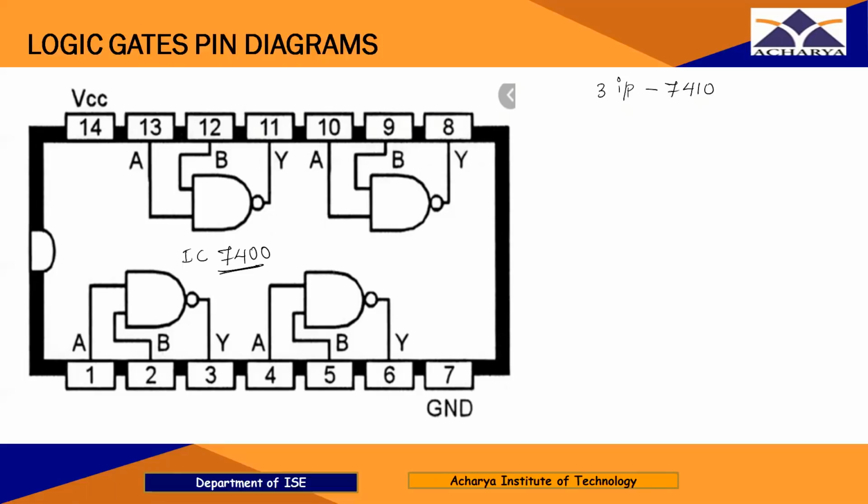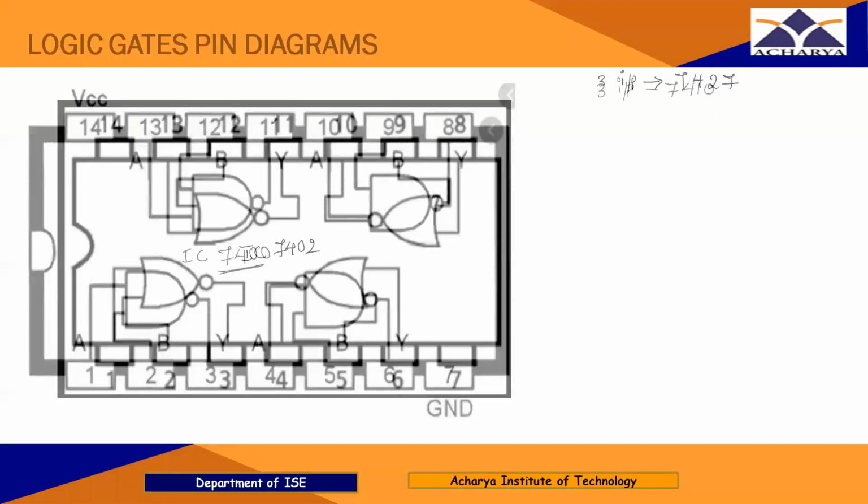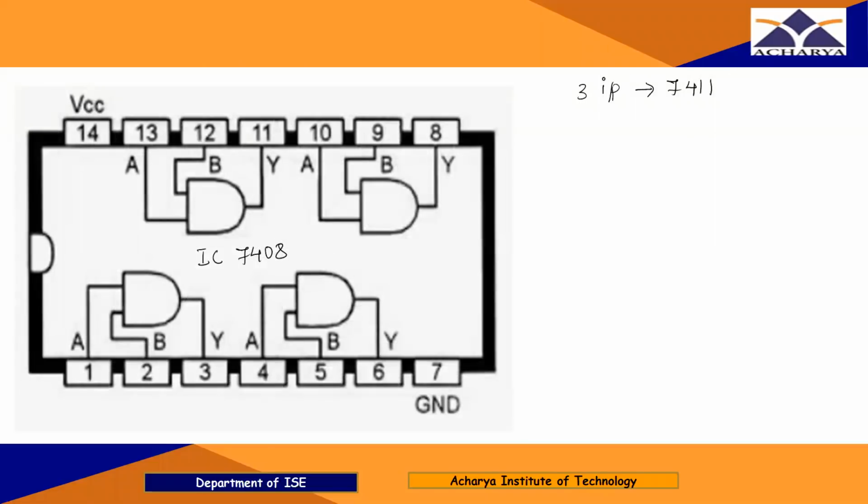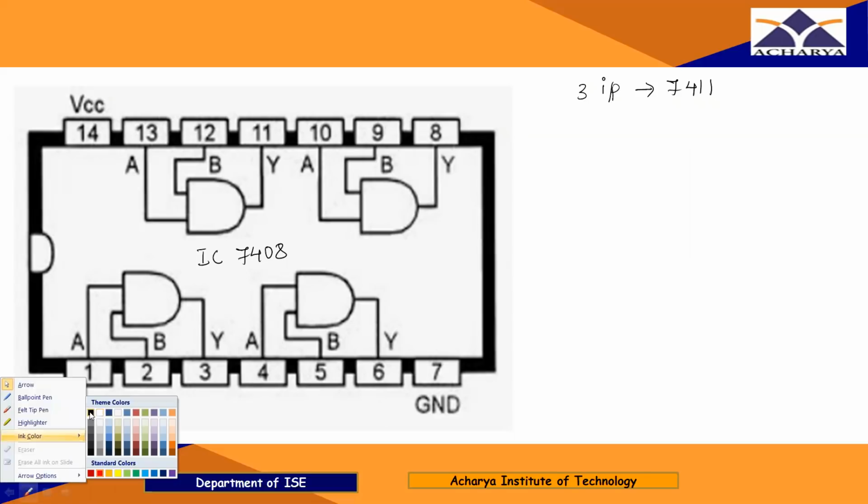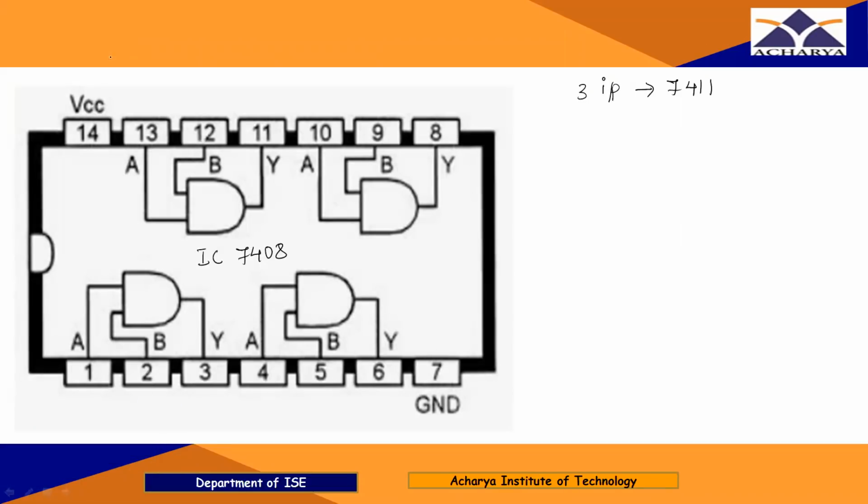Right? So today I'm going to discuss the pin diagrams of these logic gates. So let me start with the AND gate. This is the pin diagram for the AND gate. Right? So the IC number for the two input AND gate is 7408. This is what is written here.